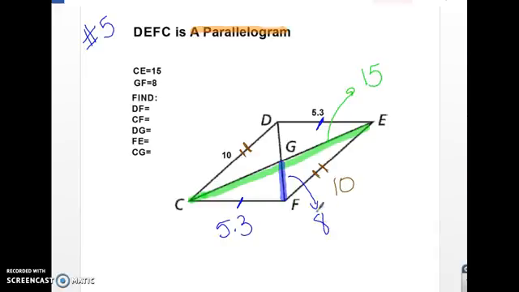So let's use these lengths in our properties to find the missing portions. Now, I've already marked our sides. I'll mark those in for us. We know that CF, 5.3. We also know that FE, which is down here, is 10. So let's find our other lengths. How can I find the length of DF?